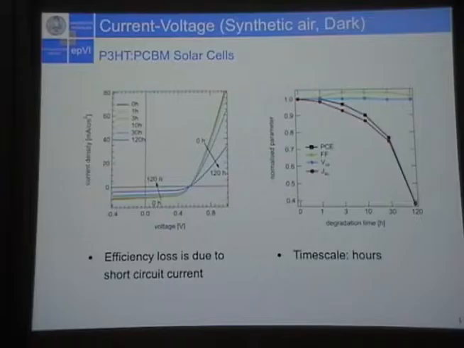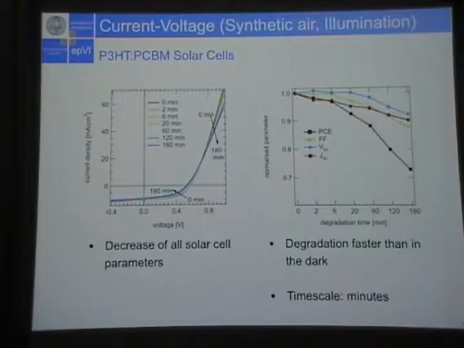which is due to JSC. Well, if you shine light on it and do the same experiment again, you see that all parameters, JSC, VOC, and the fill factor, gradually decrease, but on a much faster scale. Now we are talking about minutes, not hours like in the previous case. So you see the photodegradation, oxygen plus light, changes the performance much faster.